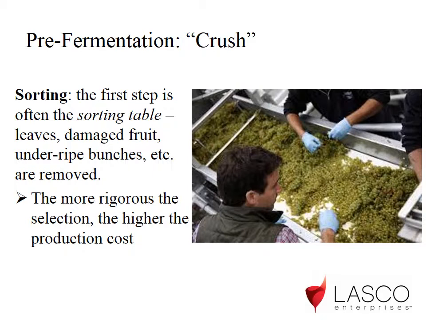Higher quality wines are more particular about what makes it through the sorting stage. While no one wants damaged fruit or foreign debris to enter the winemaking process, thorough sorting is time-consuming and costly. The more rigorous the sorting, the more costly the production, and ultimately those costs will show themselves in the price of the finished wine.